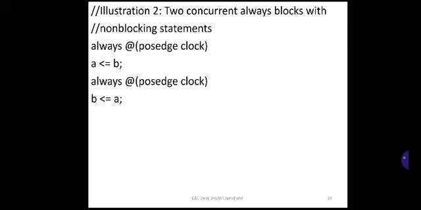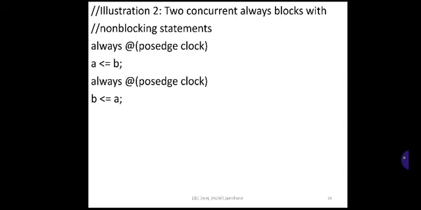Now let us discuss the second illustration also. Here, two concurrent always blocks with a non-blocking assignment. Observe that the non-blocking assignment operator is used here: instead of is equal to, less than or equal to is used. That is the non-blocking assignment operator. The rest is all the same. Always at the positive edge of the clock pulse, A gets B with a non-blocking assignment operator. Then always at the positive edge of the clock pulse, B gets A.